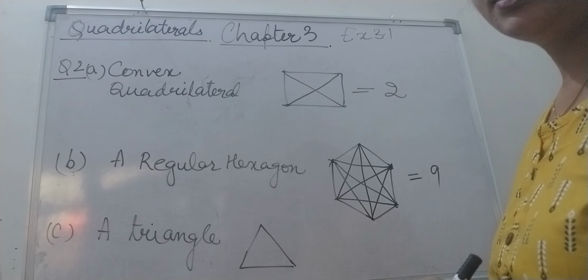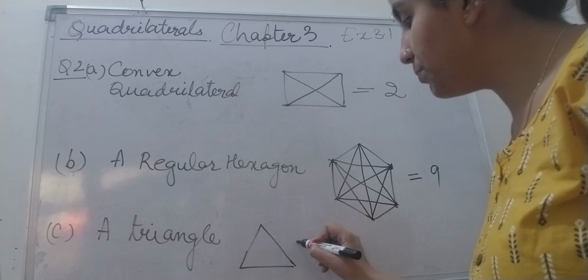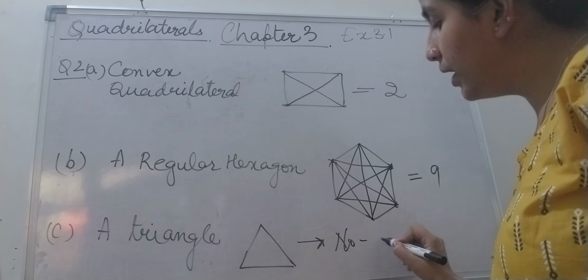9. Now if you see the triangle, we have all 3 consecutive vertices, as I told earlier in the previous video. The triangles have no diagonal.